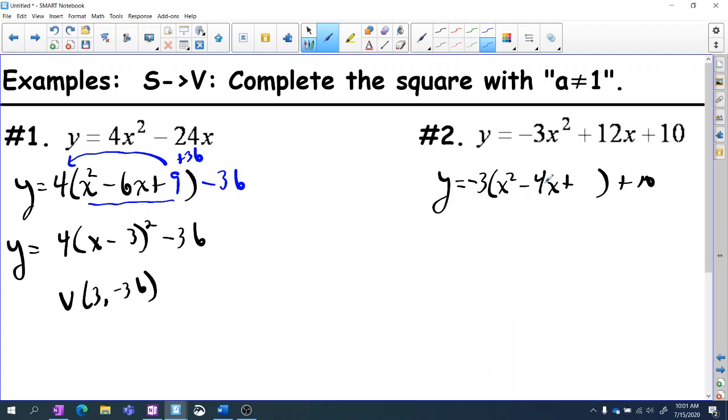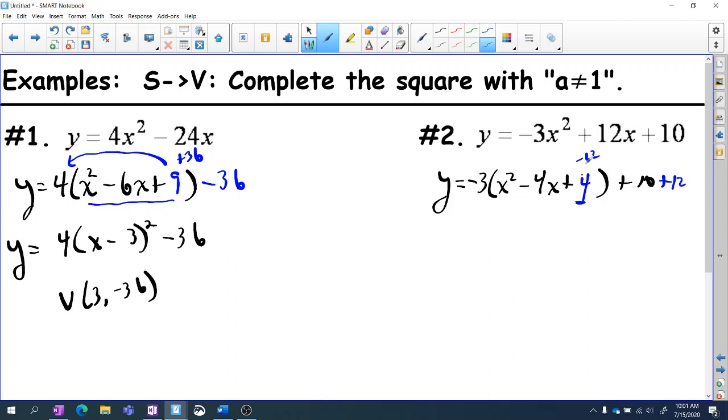All right, half of 4 is 2. 2 squared is 4. Now remember, this 4 is getting multiplied by a minus 3. Now you've got to be careful here. 4 times a negative 3 is a negative 12. So I need to put something here that's going to wipe out a negative 12. Well, to wipe out a negative 12, I want to add 12.